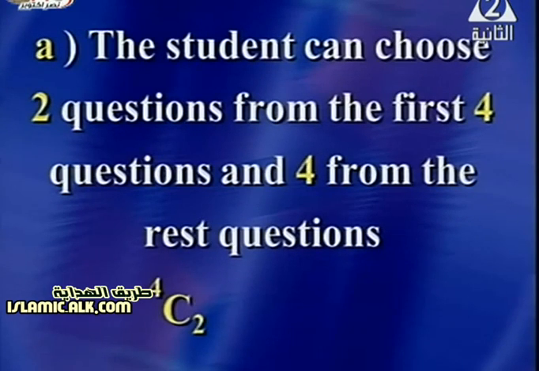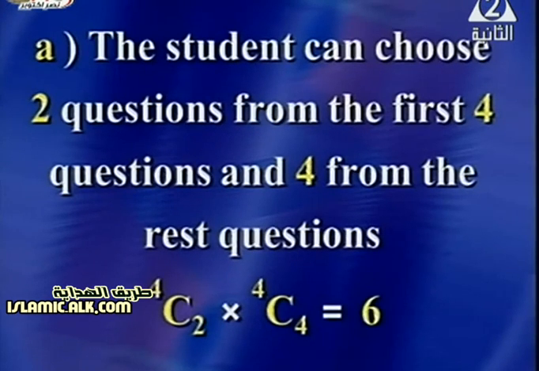Then 4C2 times 4C4. Why? Because the student can choose 2 questions from the first 4. We have an exam of 8 questions. Must choose 2 from the first 4 questions, which is 4C2, and choose 4 from the rest. The rest is 4C4. By using a calculator, 4C2 equals 6.